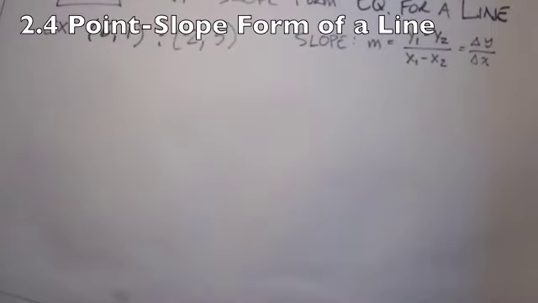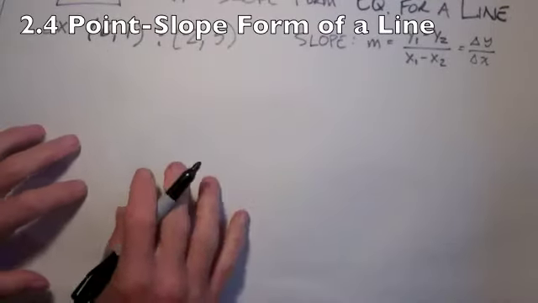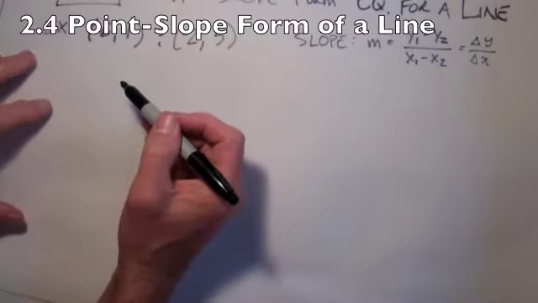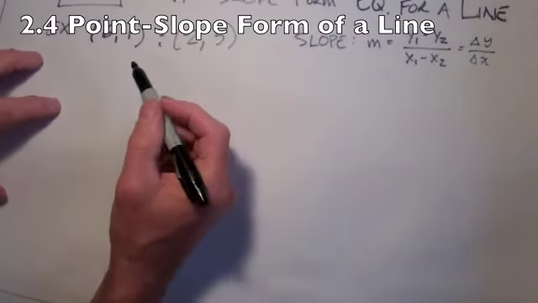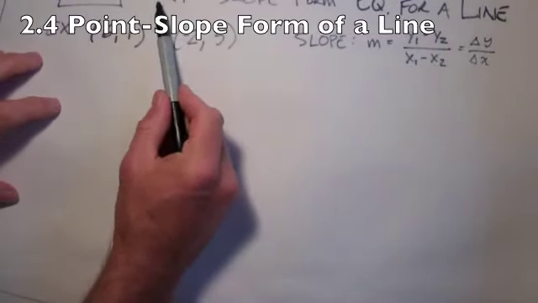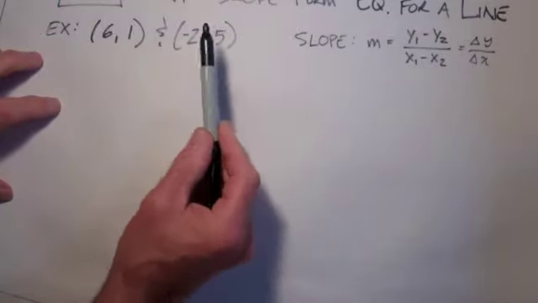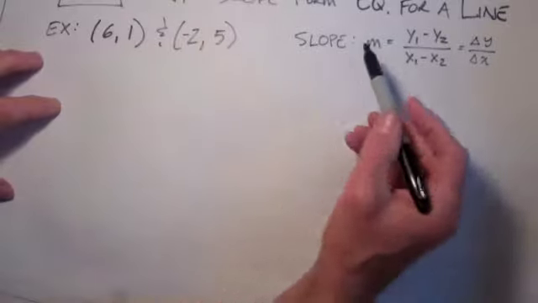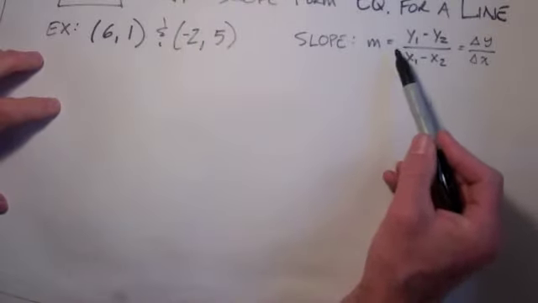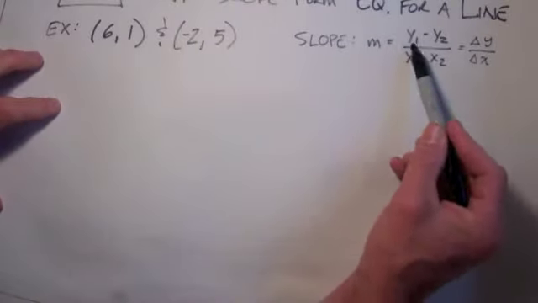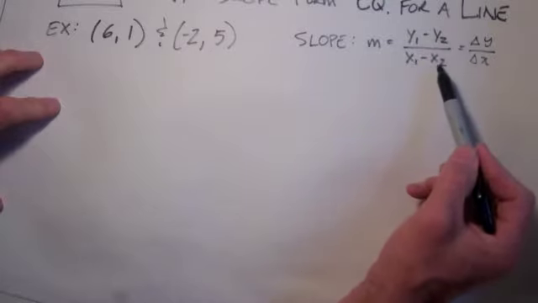Okay, here we are filming 2.4 Point-Slope Form. This is a form that's really easy because all you need is, guess what, a point and the slope. Well, we've got 2 points here. We can choose either one, but we do need both of them to find the slope. So we go back to our tried and true formula here, y1 minus y2 over x1 minus x2.